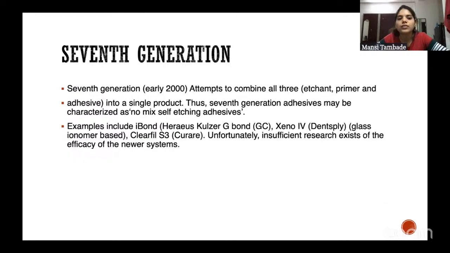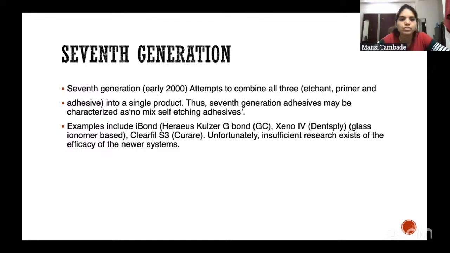7th generation, early 2000s, attempts to combine all three, etchant, primer, and adhesive, into a single product. Thus, 7th generation adhesive may be characterized as no-mix self-etching adhesive. The examples include iBond, Xeno IV, ionomer based, Clearfil S3. Unfortunately, the 7th generation was not that efficient as compared to the previous generation.